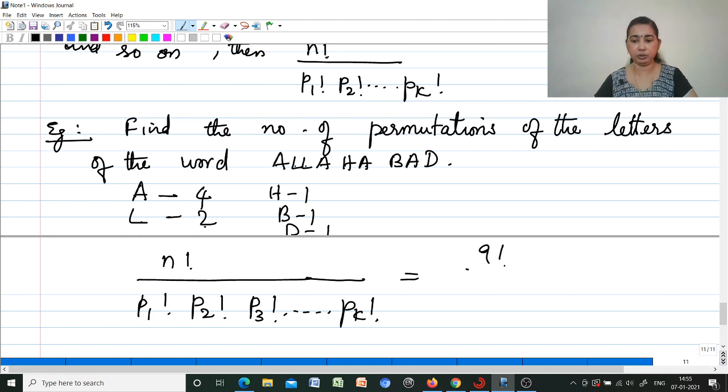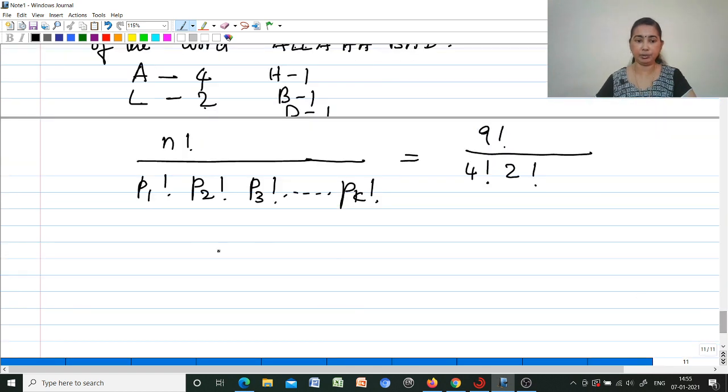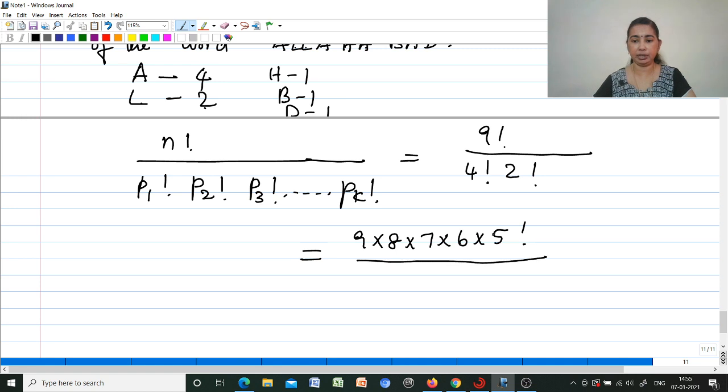So, 9 factorial divided by each one repeats how many times? A repeats 4 times. So, 4 factorial. Then L repeats 2 times, 2 factorial. Then remaining all 1 factorial. 1 factorial is 1 itself. So, how many different permutations are here? 9 factorial means 9 into 8 into 7 into 6 into 5 factorial divided by 4 factorial means 4 into 3 into 2 into 1 and 2 factorial is 2.